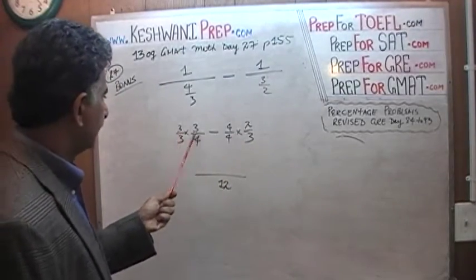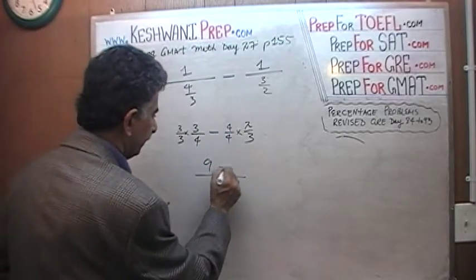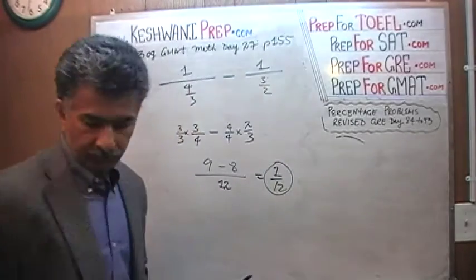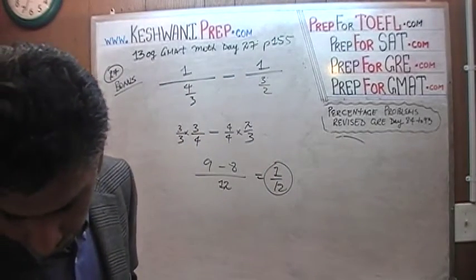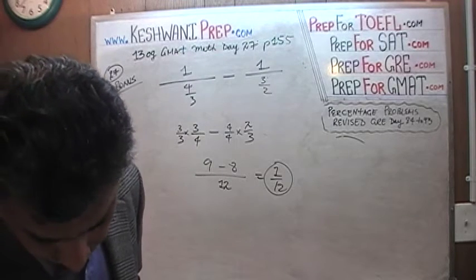On the top we have 3 times 3, which is 9. And then we have 4 times 2, which is 8. So it boils down to 1/12. 1/12 is what it boils down to. And the answer turns out is D.